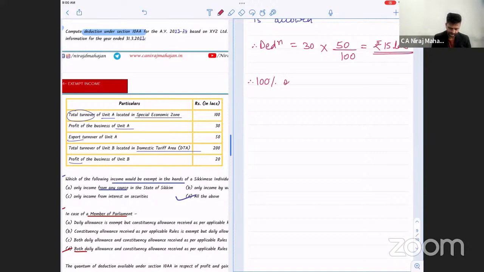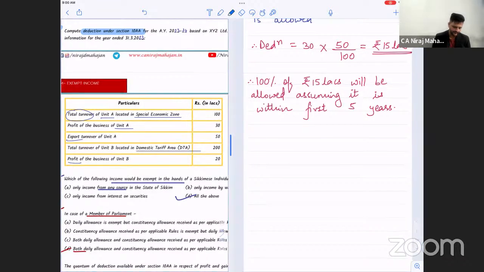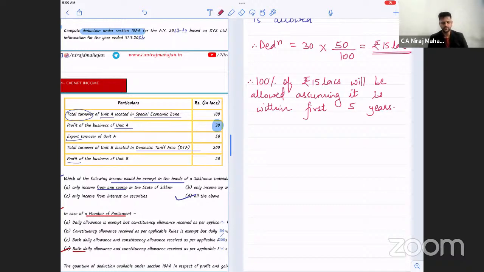100% of rupees 15 lakhs will be allowed, assuming it is within the first 5 years. Okay. How much will I claim for deduction? 15 lakhs. How much is the profit I earn in unit A? 30. Clear? So since half is exported, that's why I'm getting half also as exemption or deduction of 10AA. Clear?